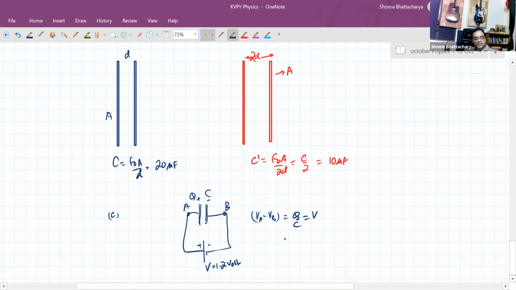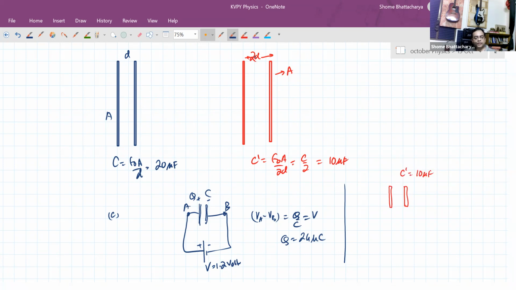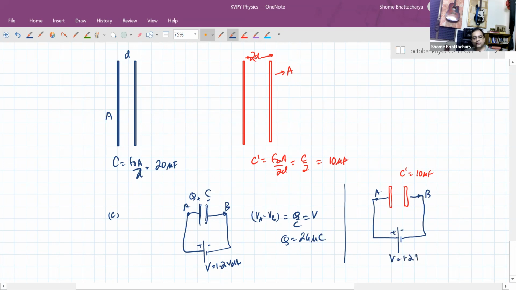So here initially the charge was, we saw, 24 microcoulombs. But now, keeping the battery connected only, I'm changing the distance. So I'm changing the capacitance to 10 microfarad. As a result, the potential difference between A and B will remain the same, because that's connected to the battery. The battery has that property of keeping this potential difference constant no matter what. So the amount of charge changes.